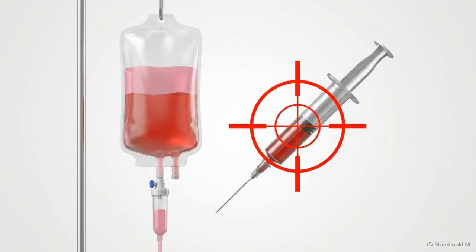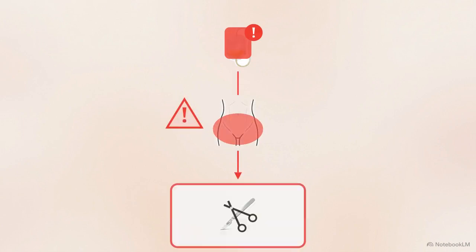For localized lower GI infections, the default modern action relies on image-guided drainage and targeted antibiotics. Surgical intervention is held in reserve for when drainage fails or the patient develops generalized peritonitis.